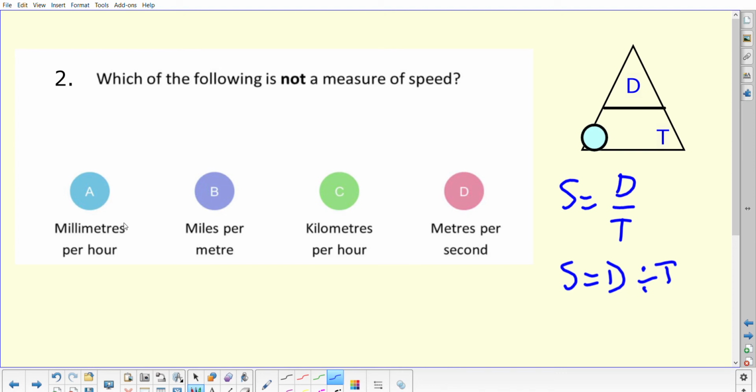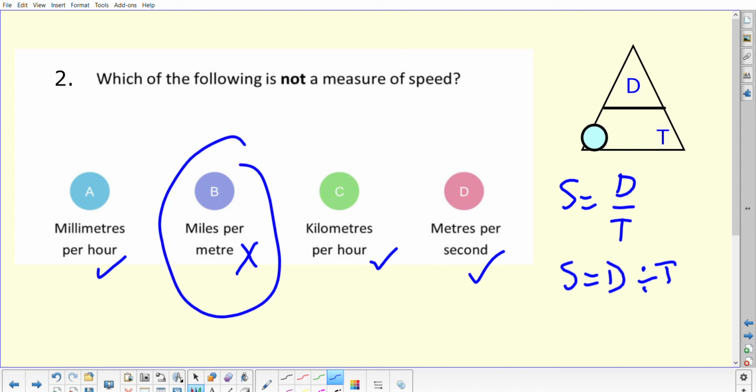So millimetres, that's distance per hour, so that one's okay. Miles per metre, that's miles is a distance unit, metres is a distance unit. So it's this one here that is clearly wrong, and you can check the other ones. Kilometres, distance unit per time, metres per second, right, again for D. So those ones are correct, but the answer which was wrong was answer B. Miles per metre is not a measure of speed. Right, speed needs to be distance unit per time unit.